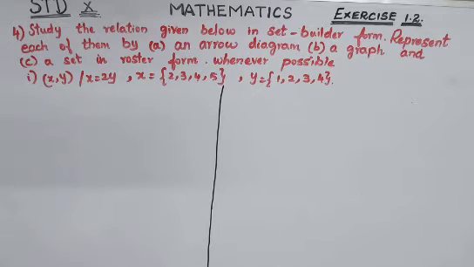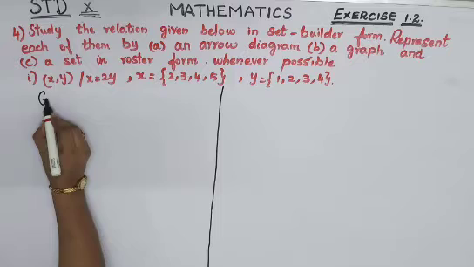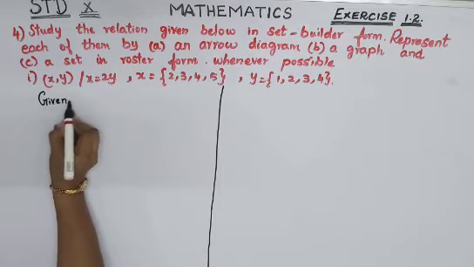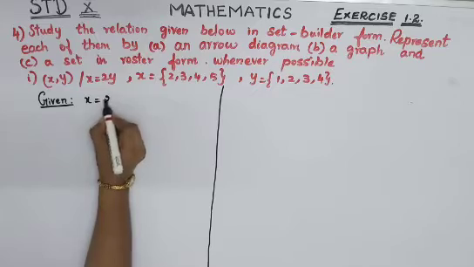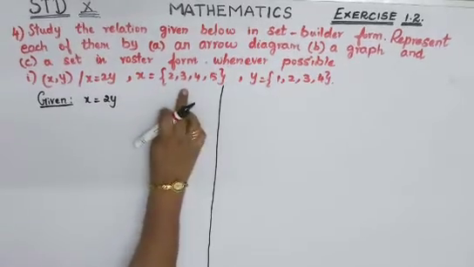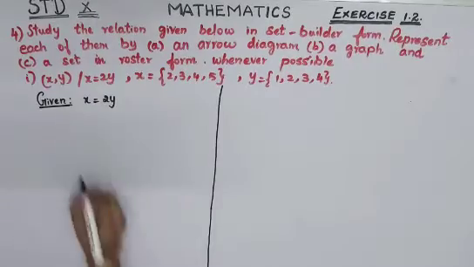So your first subdivision is given in set builder format: (x, y) such that x is equal to 2y. The condition given is x is equal to 2y, and your x values are 2, 3, 4, 5 and your y values are 1, 2, 3, 4. So we'll just go with the given values. We will find y first.